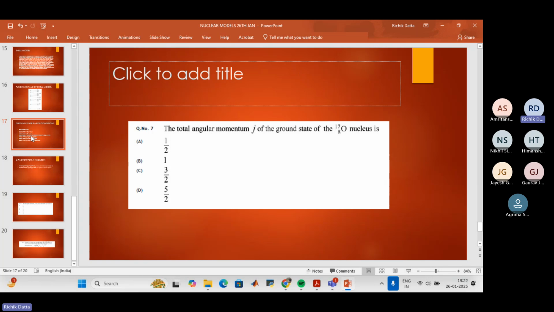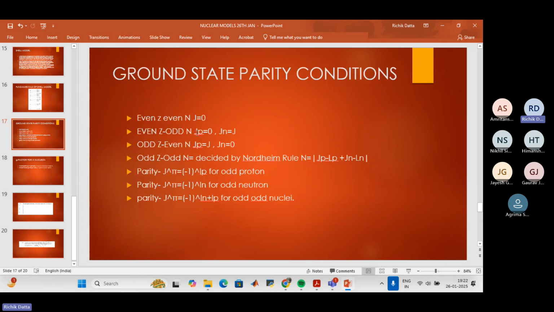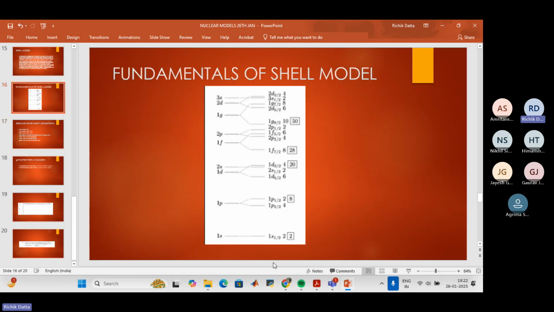So what is the condition for even Z and odd N? J for the proton equal to 0. So the angular momentum will be 0 for the proton, and for the neutron we have to find out the angular momentum. Why is it 0? If you see that 2, 4, 6, 8, all the states are occupied, so each state will cancel the other. Suppose there are two electrons, the spin of one electron will be plus half, and the other one will be minus half.